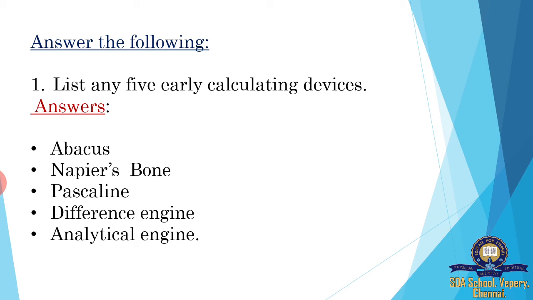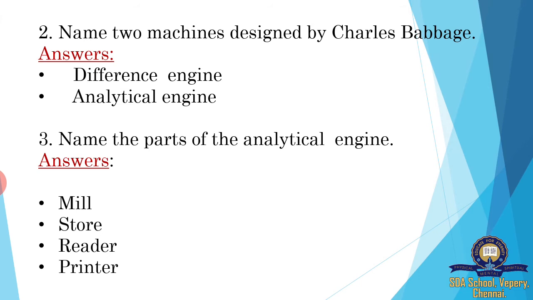Okay, then Napier's bone was invented by Sir John Napier. In the name itself, we can identify Napier bone was invented by Sir John Napier. Then Pascaline. It was invented by Blaise Pascal. And the fourth one, difference engine and the analytical engine was invented by Charles Babbage, and he is the father of computer. Second question is, name 2 machines designed by Charles Babbage. What is it? Difference engine and the analytical engine.